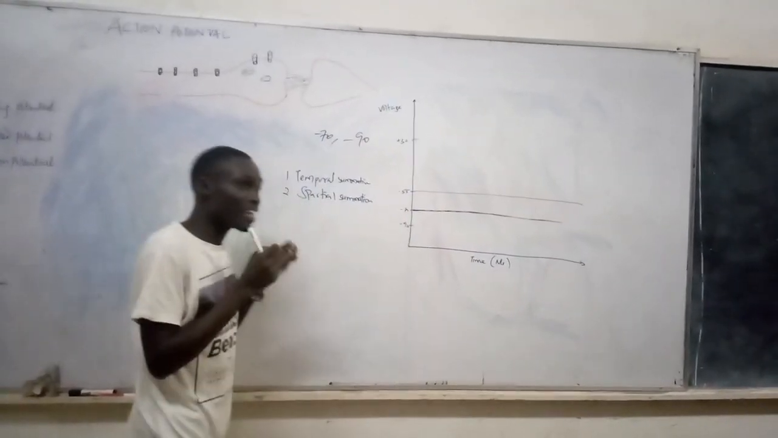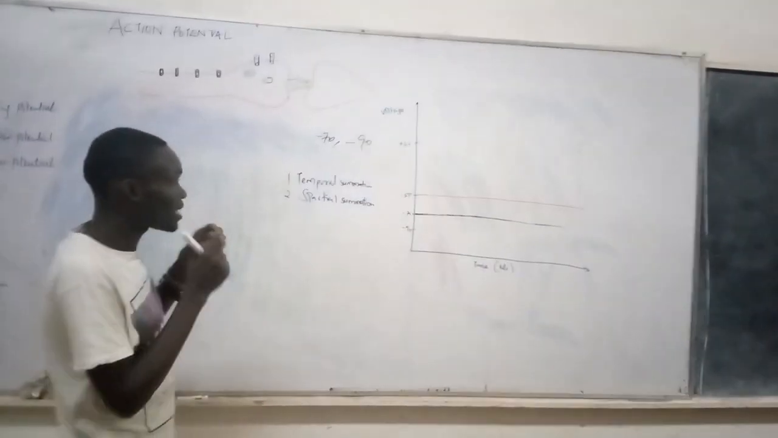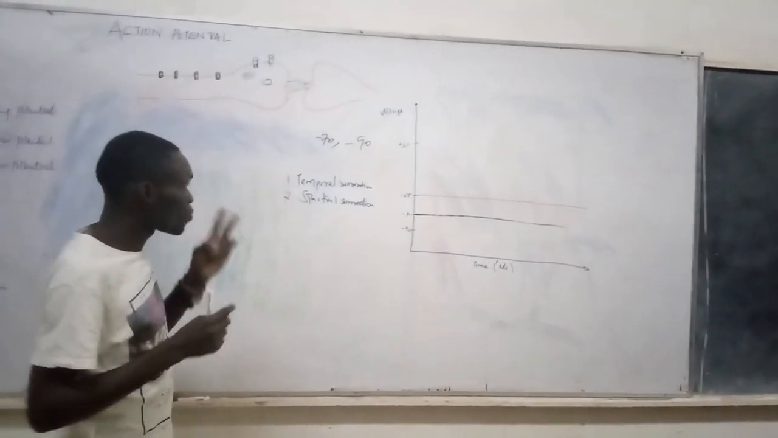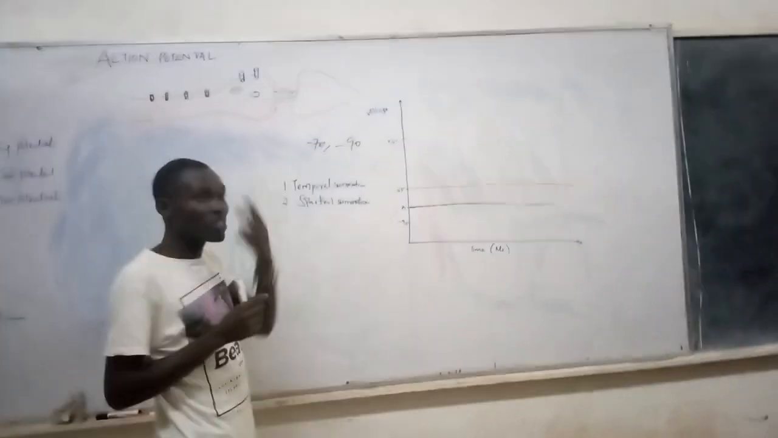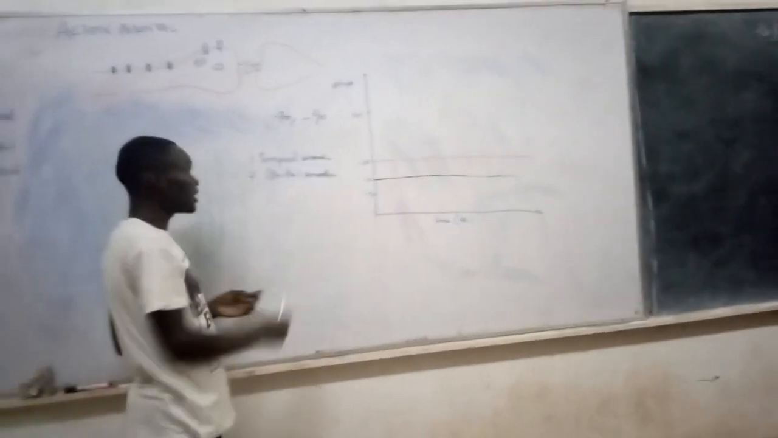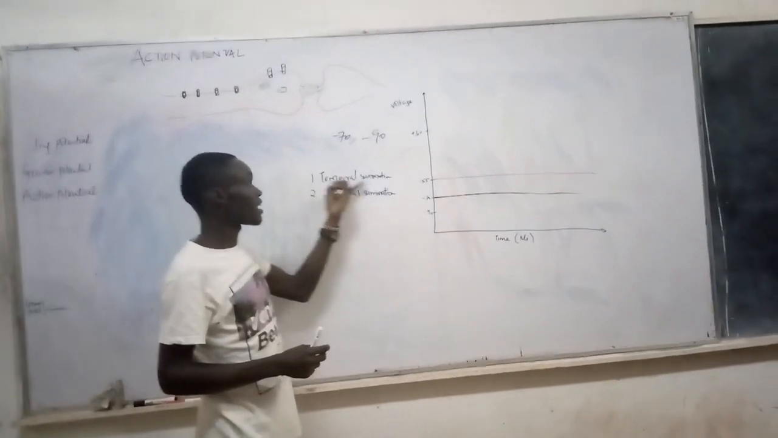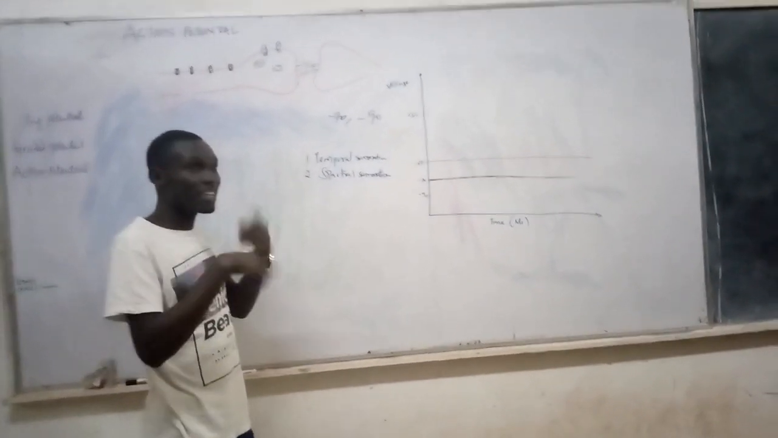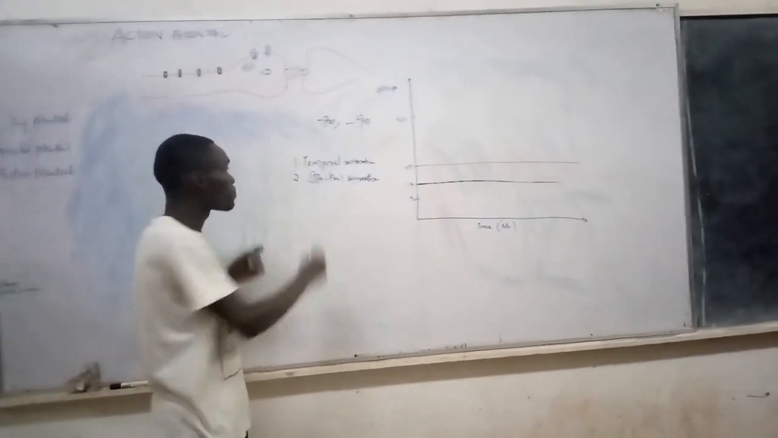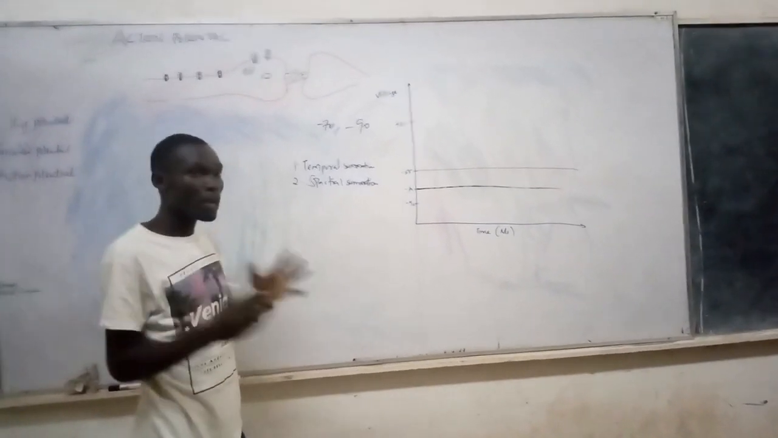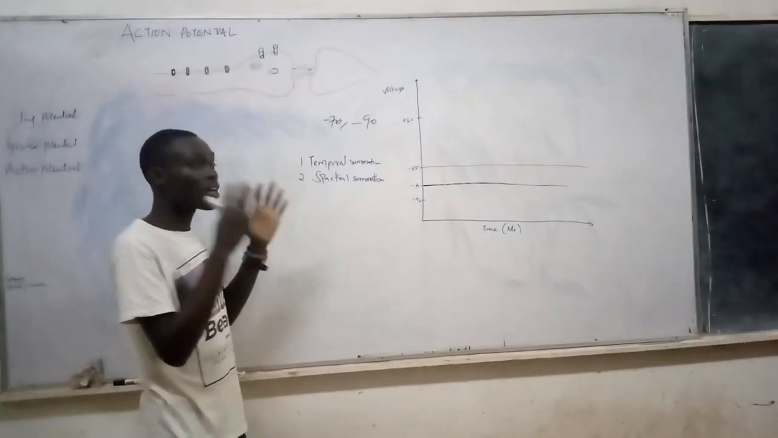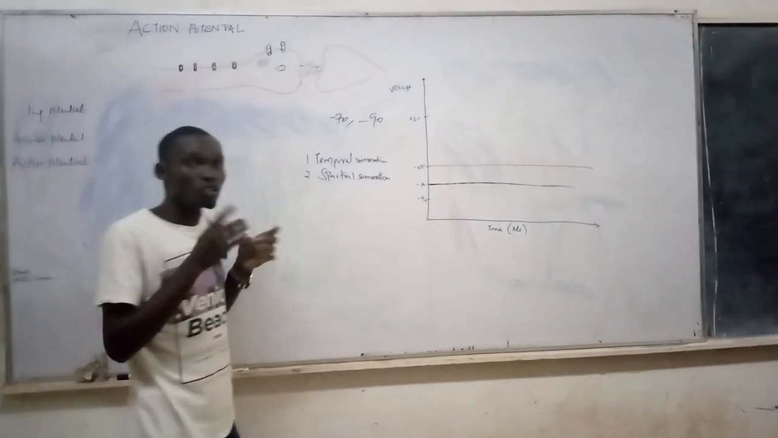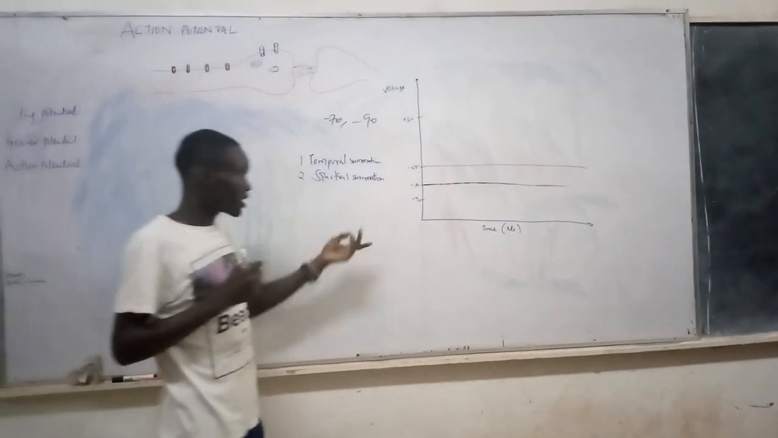For it to start conducting impulses, it must receive signals. We say that there are two ways in which the neuron can be stimulated: either temporally, in which one presynaptic terminal sends signals repeatedly, or spatially, whereby we have more than one presynaptic terminal, all of them sending signals to one postsynaptic terminal.